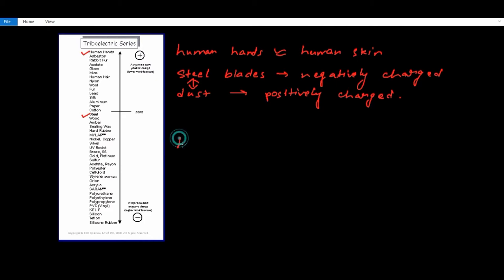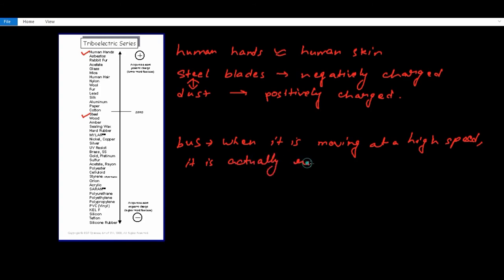The same reason applies for buses. If you have ever seen a bus, then you might have noticed how dusty it is. And that's probably because they don't clean it, but the underlying principle behind it getting dusty is that when it is moving at a pretty high speed, it is actually rubbing against the air molecules around it. And the same principle works here also, and that's why the sides of the bus, or the metal body, or the outer casing of the bus gets pretty dusty.